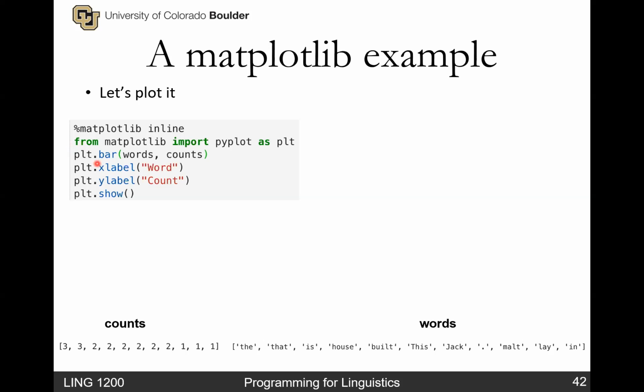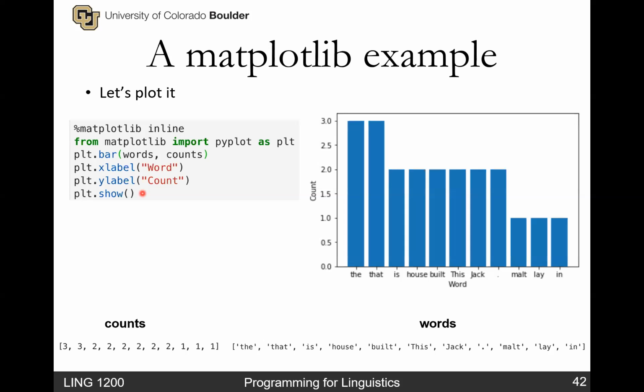And then we're going to use the bar graph. So we'll do plt.bar. Our x-axis is going to be the words, and our y-axis will be the counts. And then of course we have our labels, the x label and the y label. And our command to show it. We run it, and this is what we're going to get.